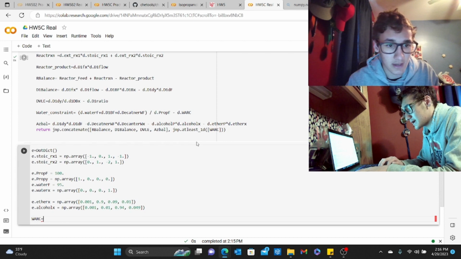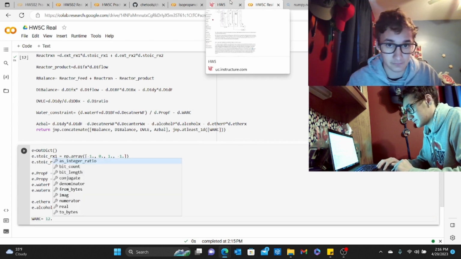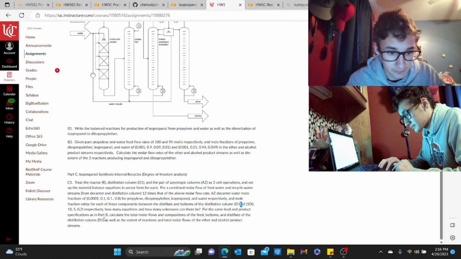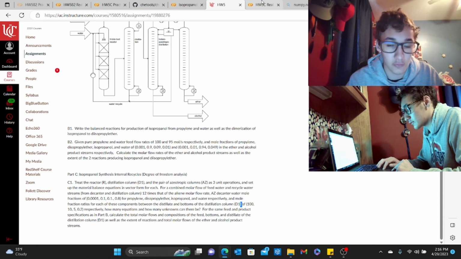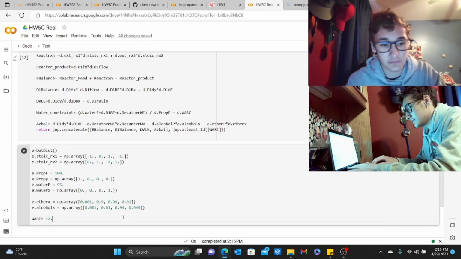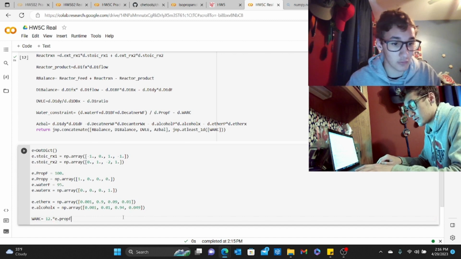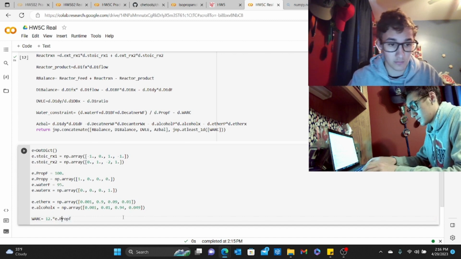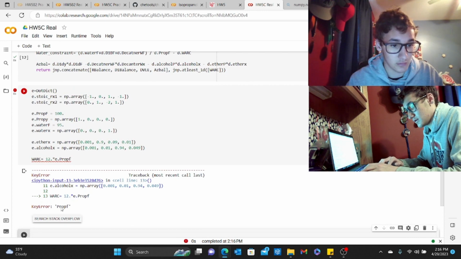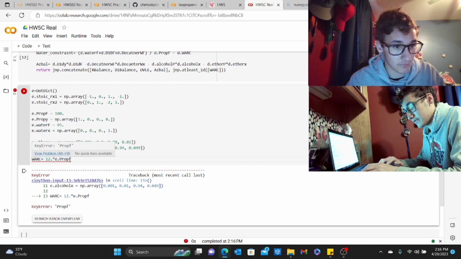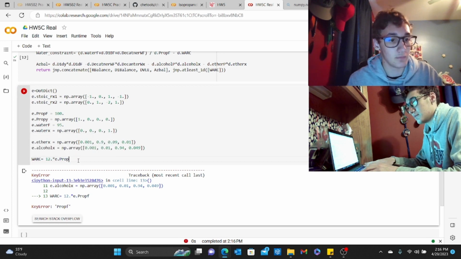the constant variable that we already know for the water is 12 as, let's see. It says it is 12 times that of the alkene molar flow rate. So I think it's going to be 12 times the prop, as that's our alkene molar flow rate. Let's see. It says prop F. But okay, we'll keep it as that.